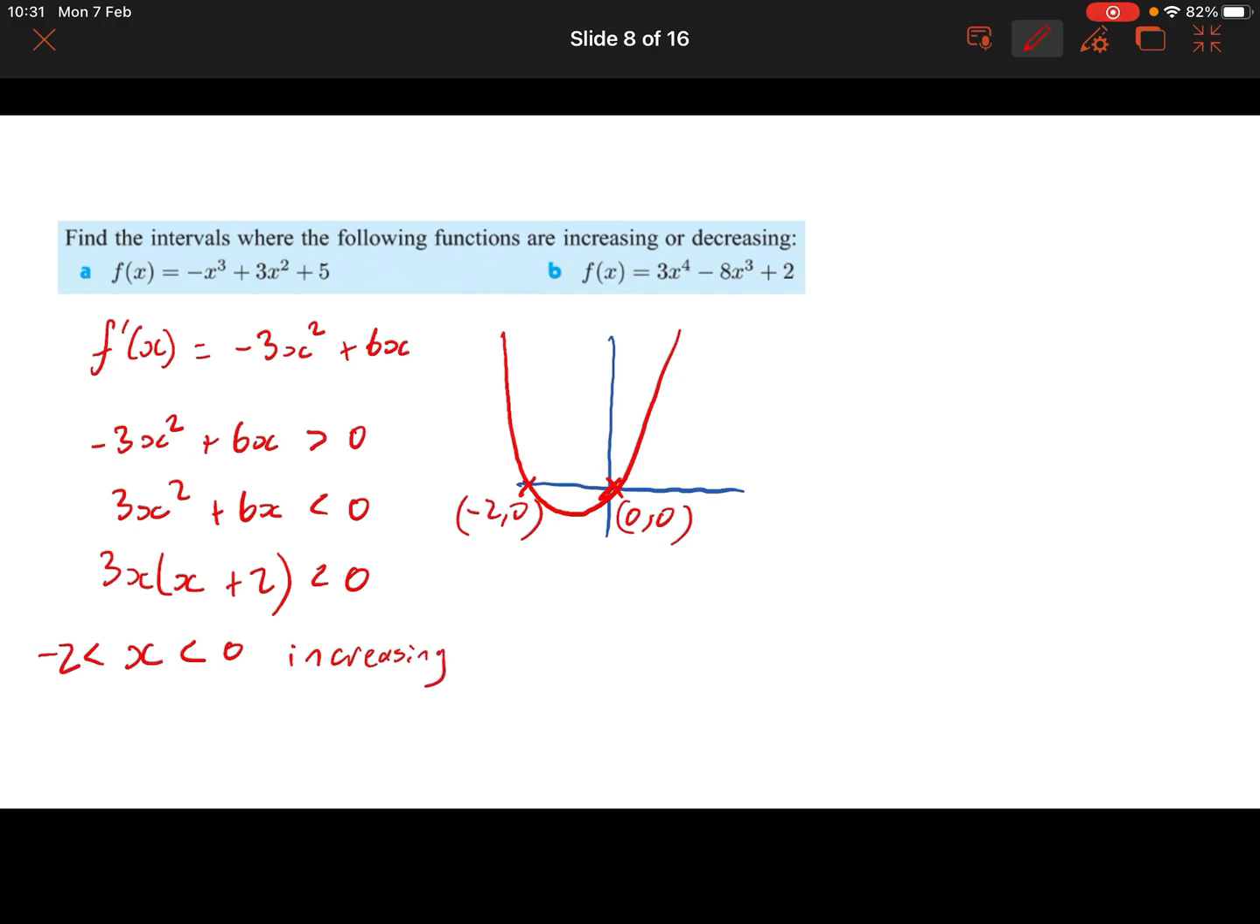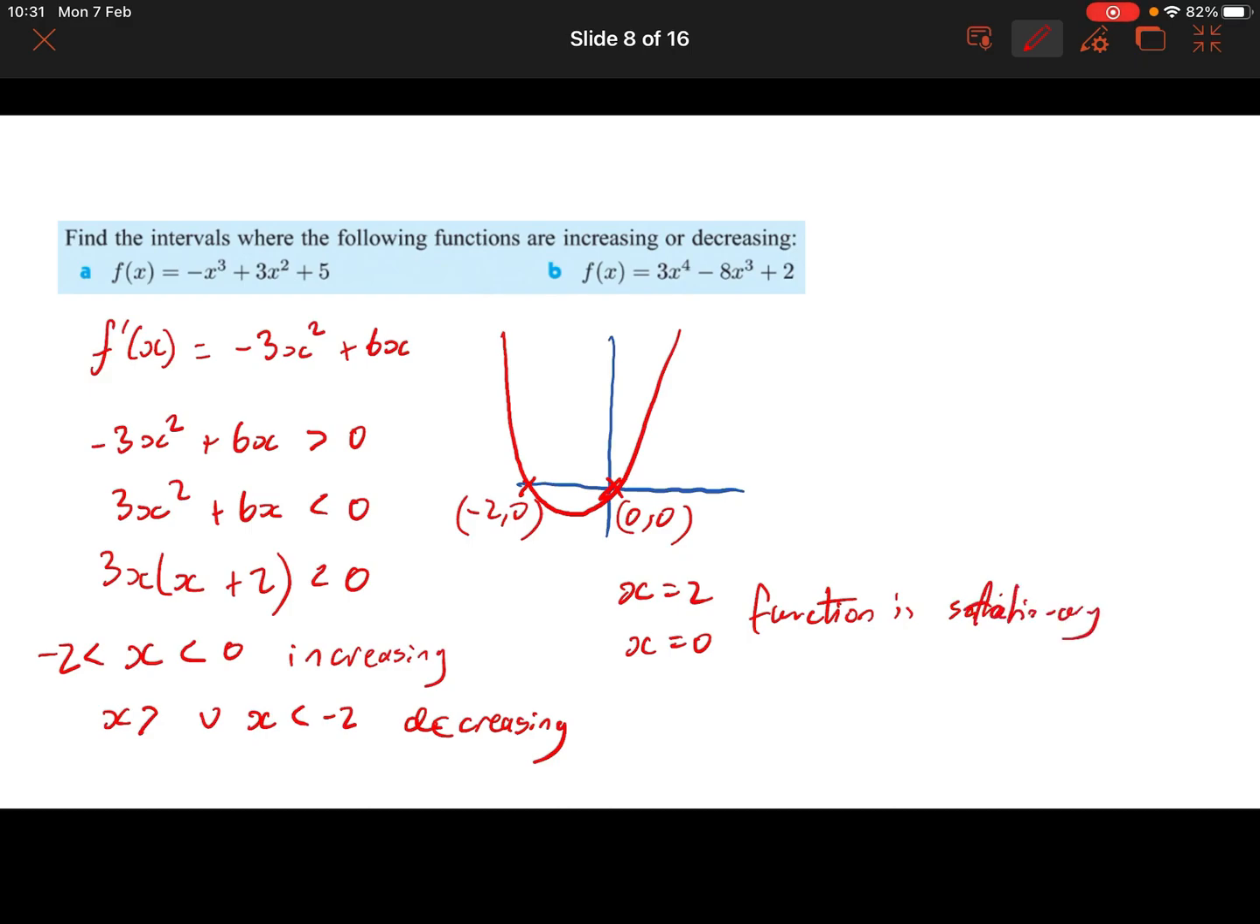And by definition, when x is bigger than 0 or x is less than minus 2, then the function must be decreasing. Okay? Notice that it's not when they're equal to. When x is equal to minus 2 or when x is equal to 0, what we would say there is that the function is stationary. That is to say that the gradient is 0 at those points.